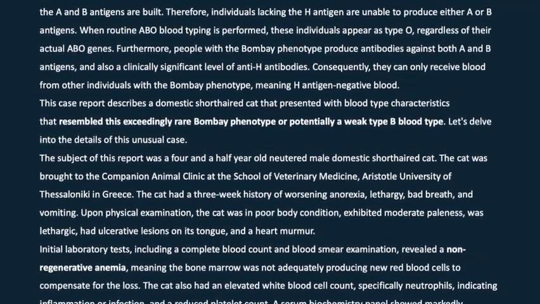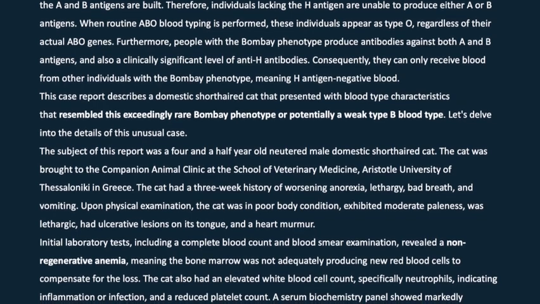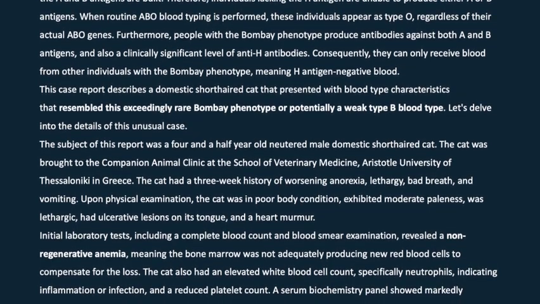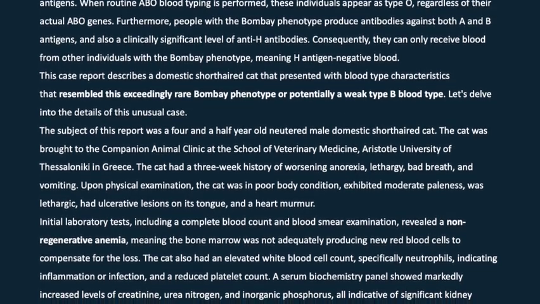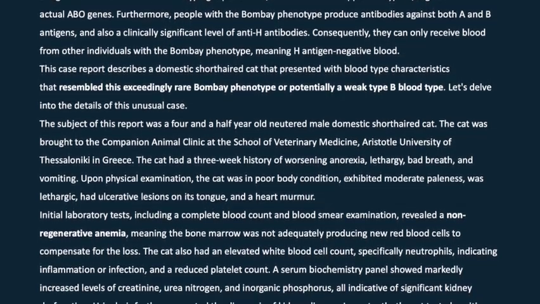This case report describes a domestic short-haired cat that presented with blood type characteristics that resembled this exceedingly rare Bombay phenotype or potentially a weak type B blood type. Let's delve into the details of this unusual case.